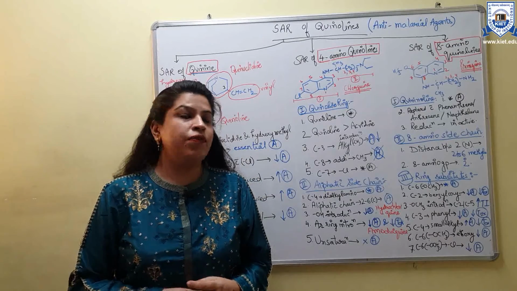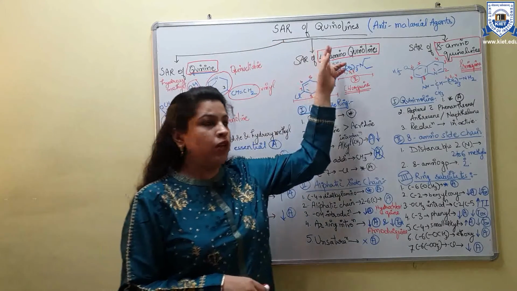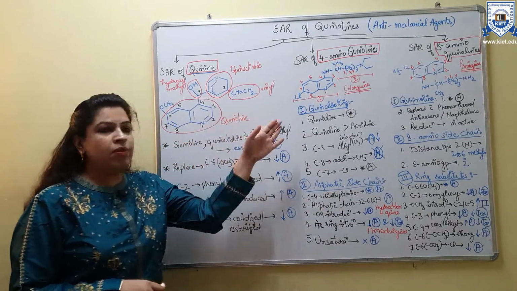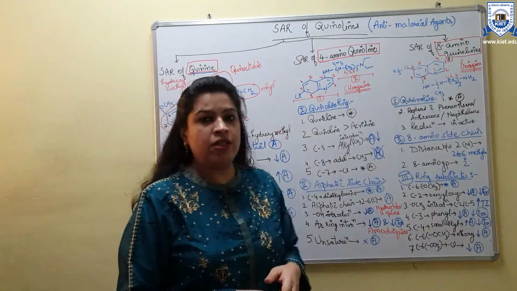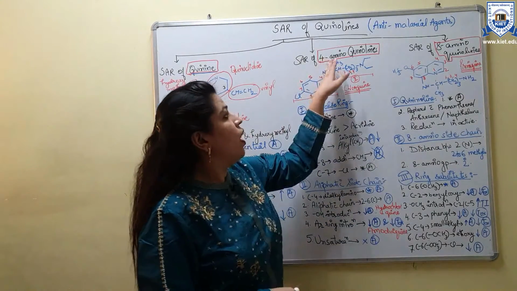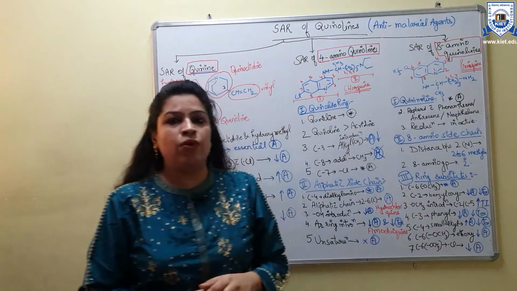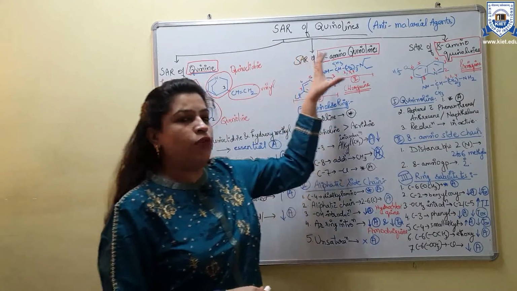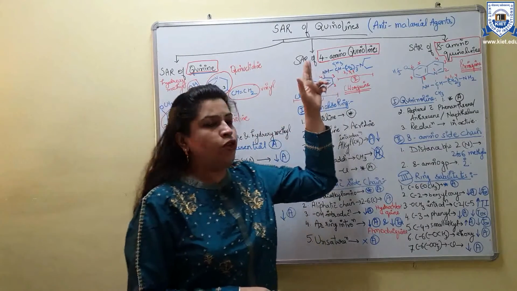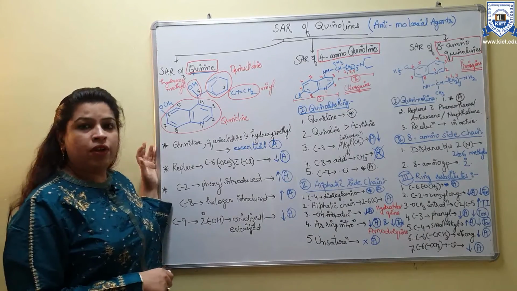In this lecture, we will see the SAR, that is structure activity relationship of quinolines, the main class of anti-malarial agents. In this we will be seeing three main categories: first is quinine, which is naturally formed, the second one is 4-aminoquinolines, a synthetic class, and 8-aminoquinolines. So, basically the SAR of quinolines is divided into three parts: SAR of quinine, SAR of 4-aminoquinolines, and SAR of 8-aminoquinolines. Now, let us begin with the quinine SAR.